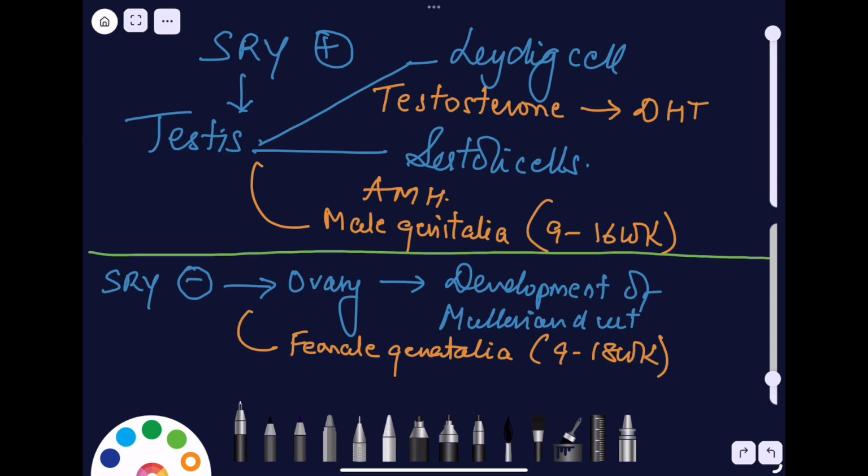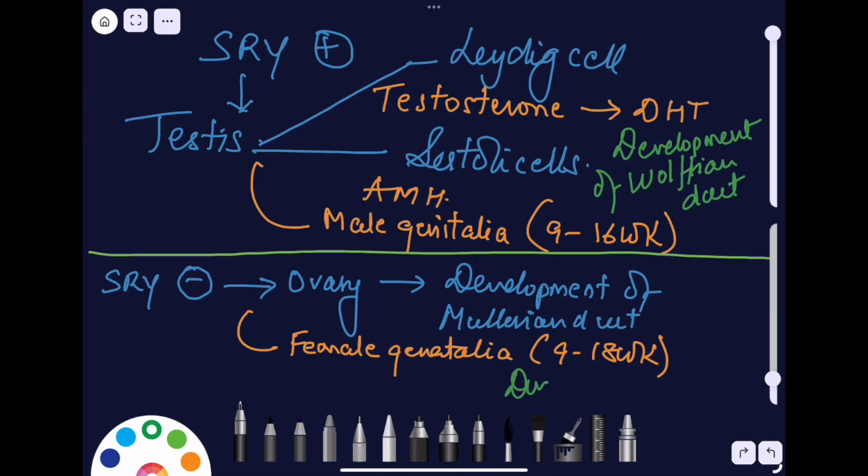SRY gene means presence of testes. Testes has two types of cells, Leydig cells and Sertoli cells. Leydig cells secrete testosterone that converts into an active form, dihydrotestosterone. Sertoli cells secrete anti-Mullerian hormone that regresses the Mullerian duct, but it promotes development of the Wolffian duct.